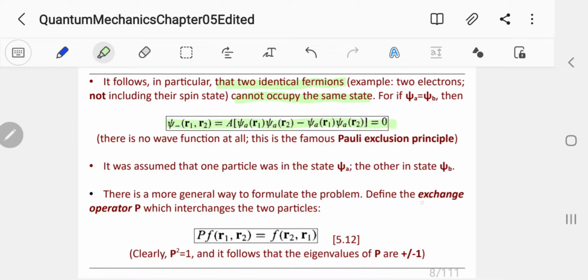By the way, we have here the exchange operator we call P, which interchanges the two particles. For example, if you have a function of r1 and r2, and then you apply P, the two particles will exchange places. If you apply P twice, then the particles will just go back to their places. Hence the eigenvalues of P are just positive or negative 1.